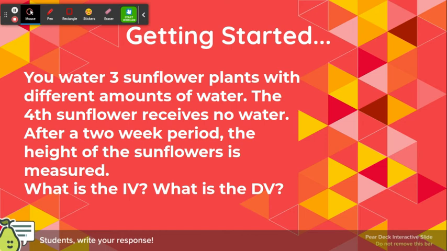If you water 3 sunflower plants with different amounts of water, and the 4th sunflower receives no water, after a 2-week period, the height of the sunflowers is measured. What's the independent variable? Hopefully you remember the independent variable is the thing that we change at the beginning of the experiment. So the independent variable in this is going to be the amount of water. The dependent variable is the thing that we measure at the end of the experiment. So the dependent variable is the height of the sunflowers.